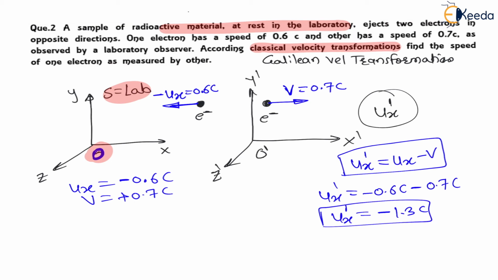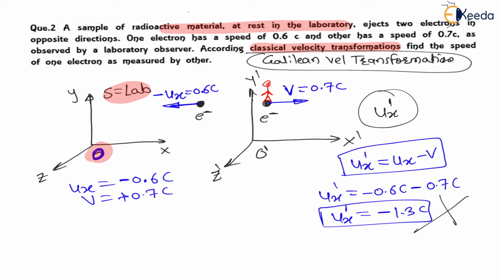Let us say one observer is sitting on this electron, traveling with this electron. Then he will see that this electron is stationary, and the other electron is moving towards left with higher velocity, that is 0.6 c plus 0.7 c. This is the observation. But my dear students, I have already explained that this Galilean velocity transformation fails. This gives a wrong result, and that's why we have used the other transformation theory.